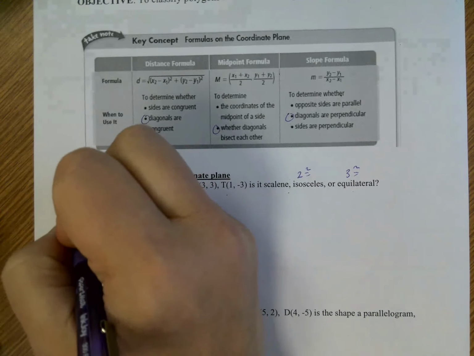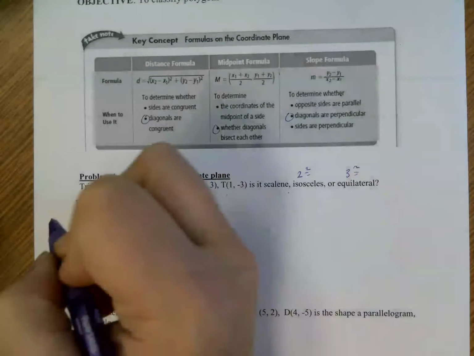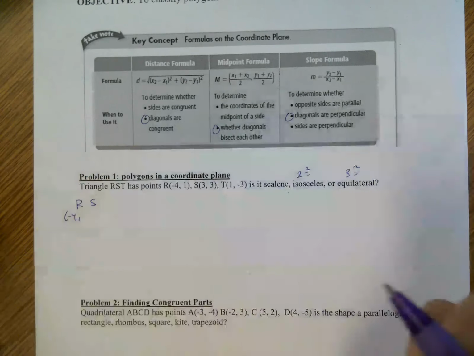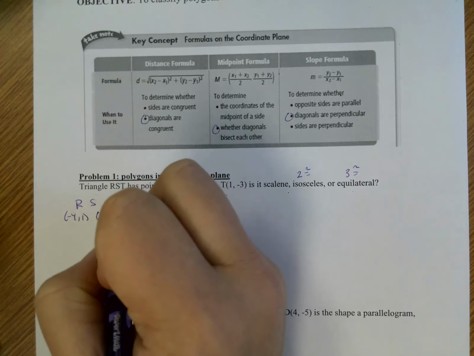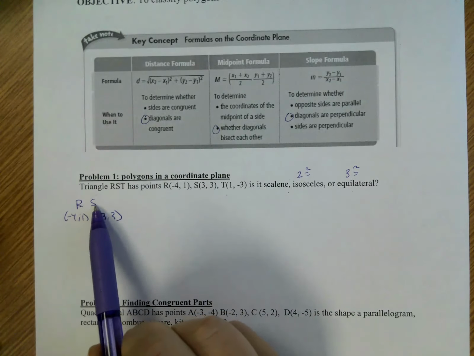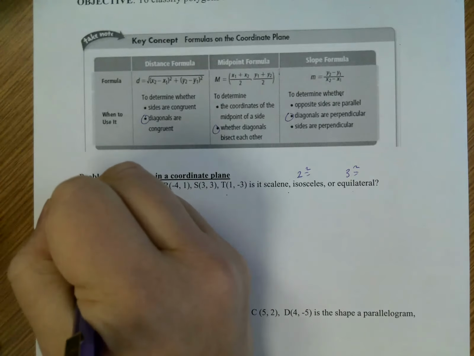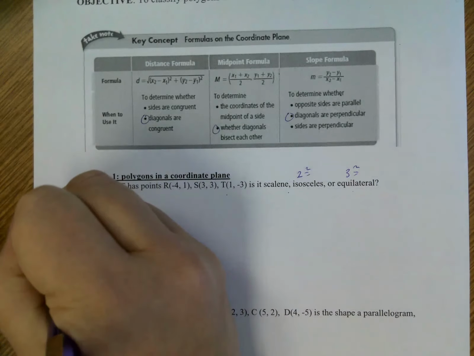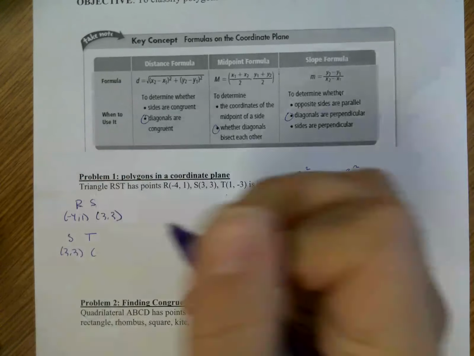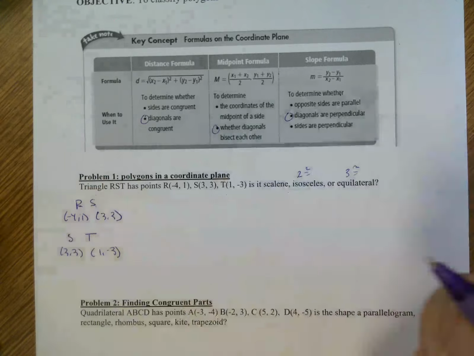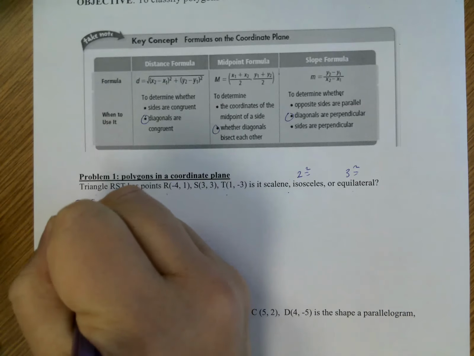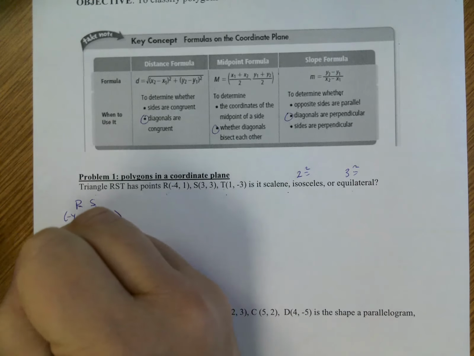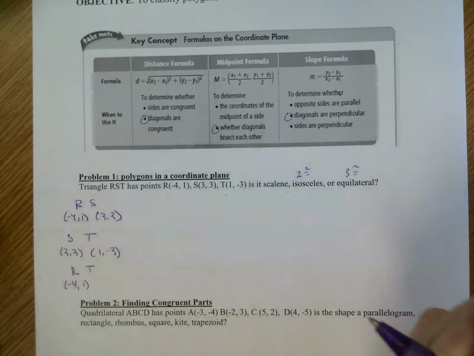So we have RS. So I'm going to write out the points to RS. So R is -4, 1, and S is 3, 3. So this is a length R to S. We have a length S to T. So S is 3, 3. T is 1, -3. And then we also have RT. So these are our 3 lengths in our coordinate grid, our X, Y axis.